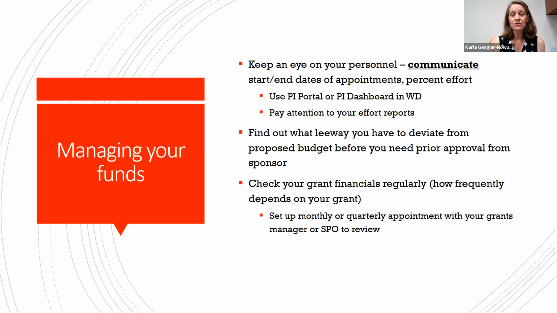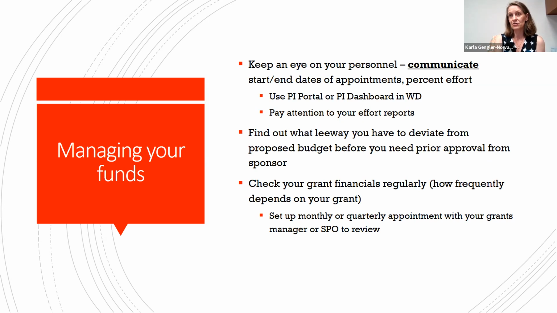When you get a new grant, talk with your grants manager, your SPO, about what leeway you have to rebudget. Some sponsors, like NIH, if you have a modular budget, there's kind of no rebudgeting. It's not a thing when you have a modular budget. You just have to think about percent effort and deviations from that. But other sponsors are really particular about this.